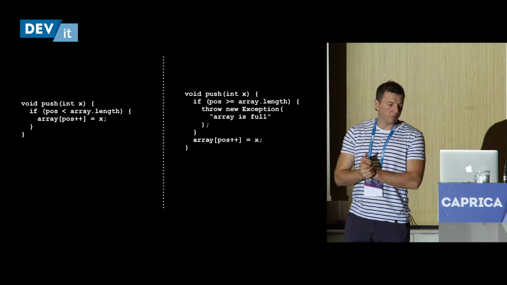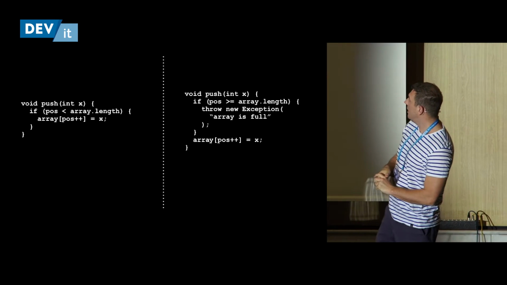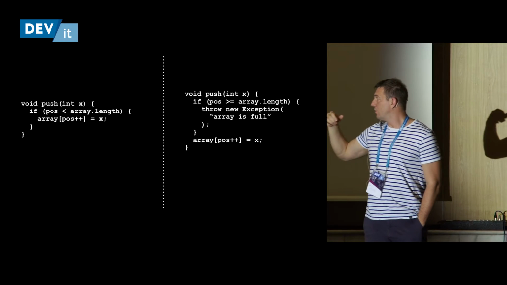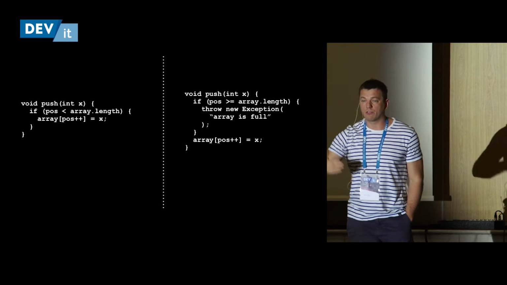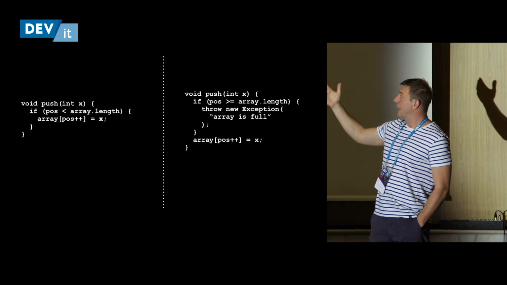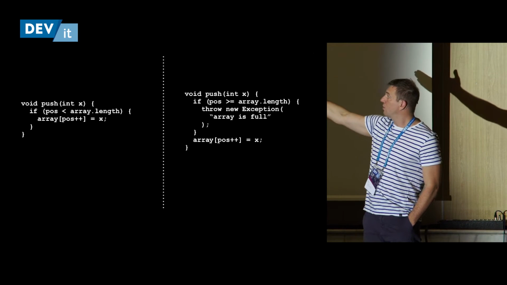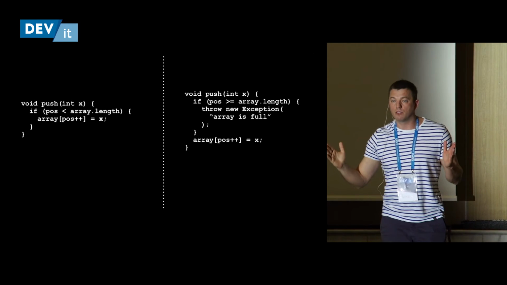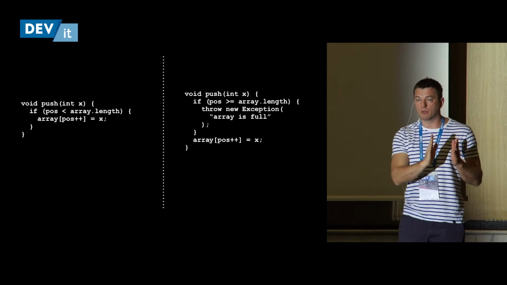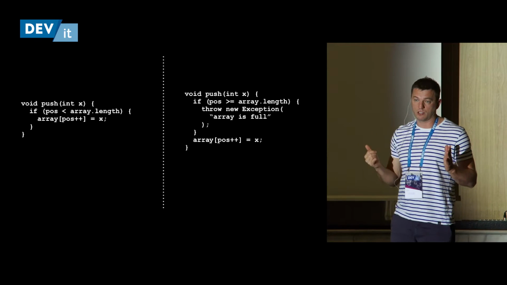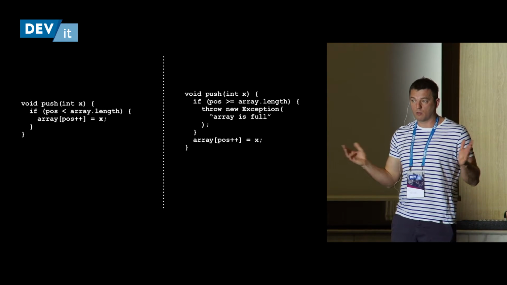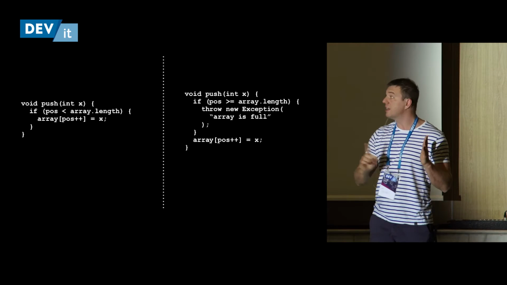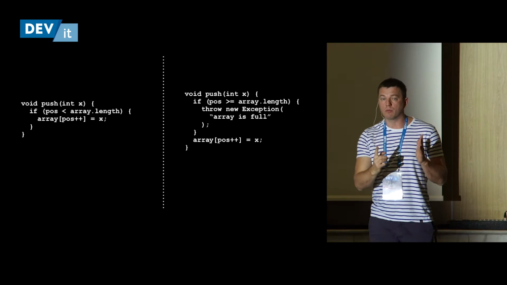Perfect. Example number 3, a bit more complex. Let's say we have a function push, which is supposed to put the number into an array, and the array has a length. First of all, I'm checking if the current position of the array is still within the boundaries of the array. Then I'm going to push the number into the current position and increment the position number. Quite easy, right? The position shows where the last number is in the array, and the client says, put the new number into the array.